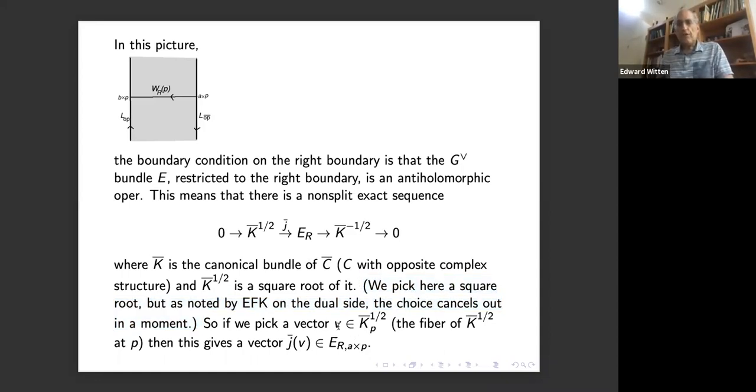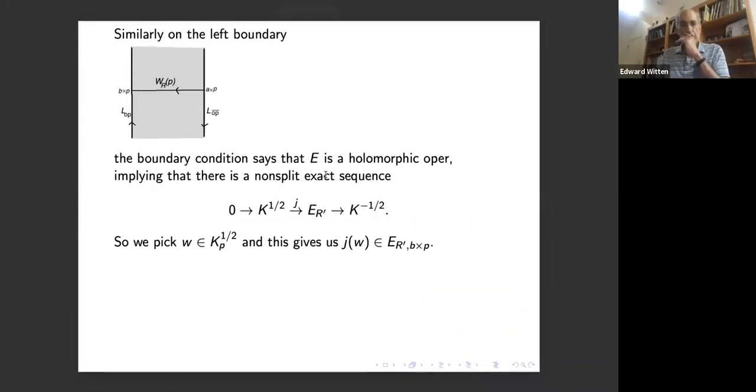So we pick a vector V in K bar to the 1/2 at P, the fiber of K bar to the 1/2 at P, and then J bar of V is a vector in the fiber that we wanted on the right boundary. Similarly, on the left boundary, the boundary condition says that E is a homomorphic OPER, meaning that there's a non-split exact sequence. So we pick W in the fiber at P of K to the 1/2, and that gives us J of W in the fiber on the left.